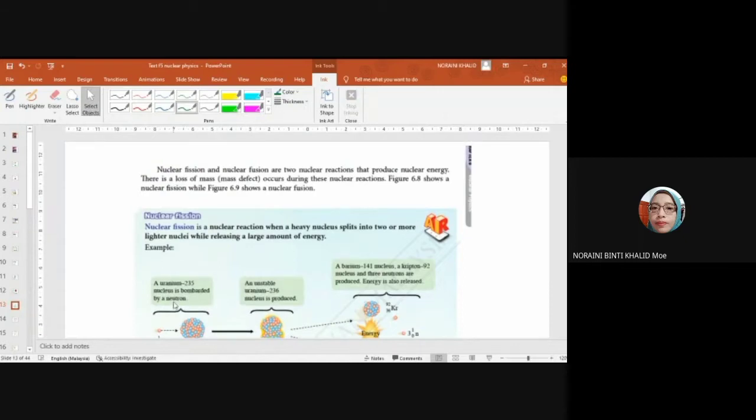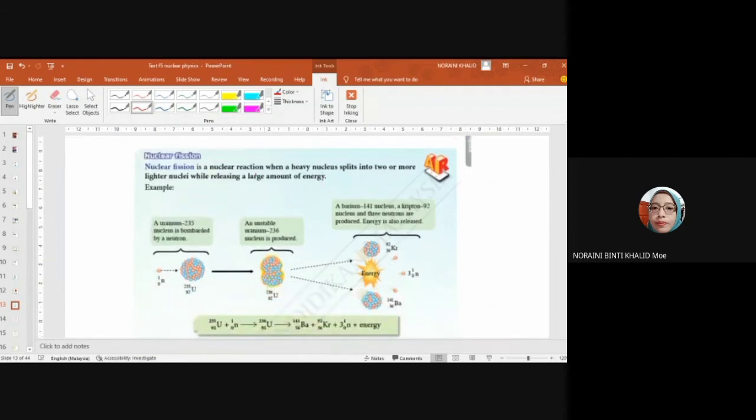Okay, let's look at the first one. What is this? The meaning of nuclear fission. In this topic, we will discuss in detail what nuclear fission and nuclear fusion are. So there are two nuclear reactions that produce nuclear energy. There is a loss of mass, or we call it mass defect, during the nuclear reaction. Figure 6.8 shows nuclear fission, while figure 6.9 shows nuclear fusion. So look at the diagram below.